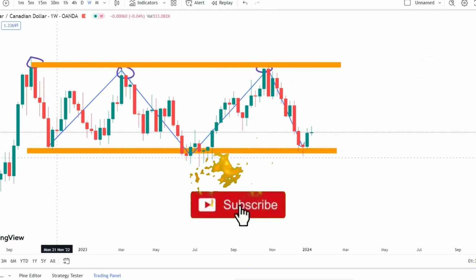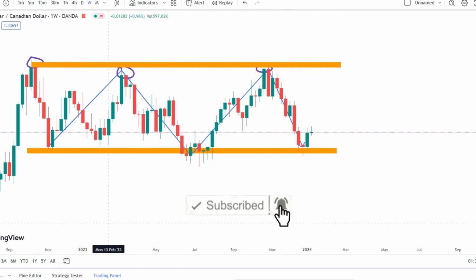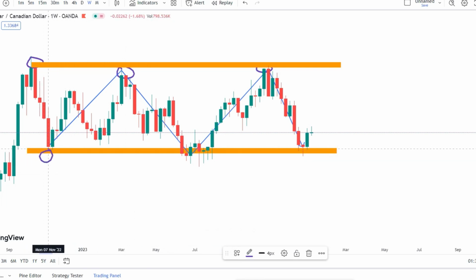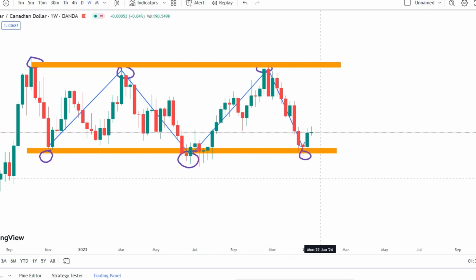So as you got the first touch, you can see here we got the first touch right here, then the second touch and the third touch. All right, straight up guys, this is what we're expecting right now: something like this, the market to shoot up here.